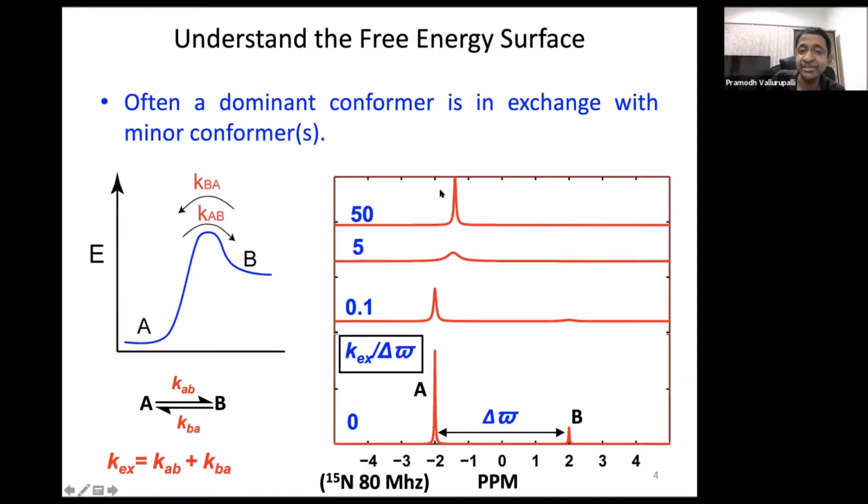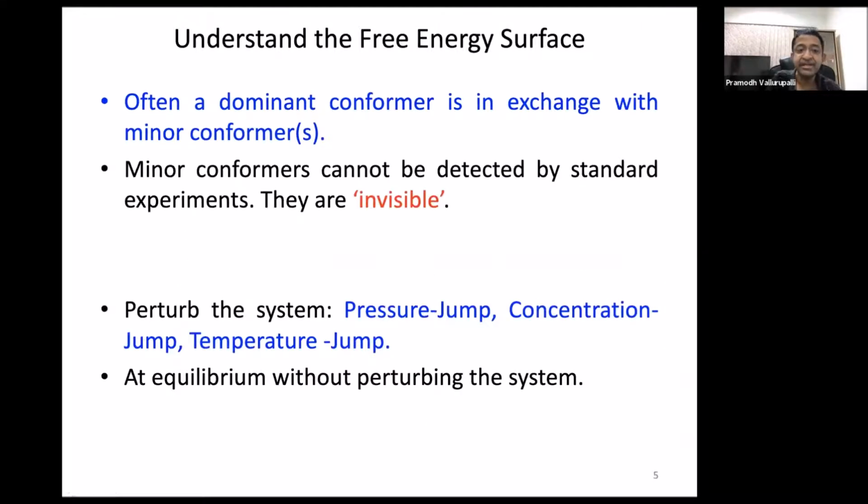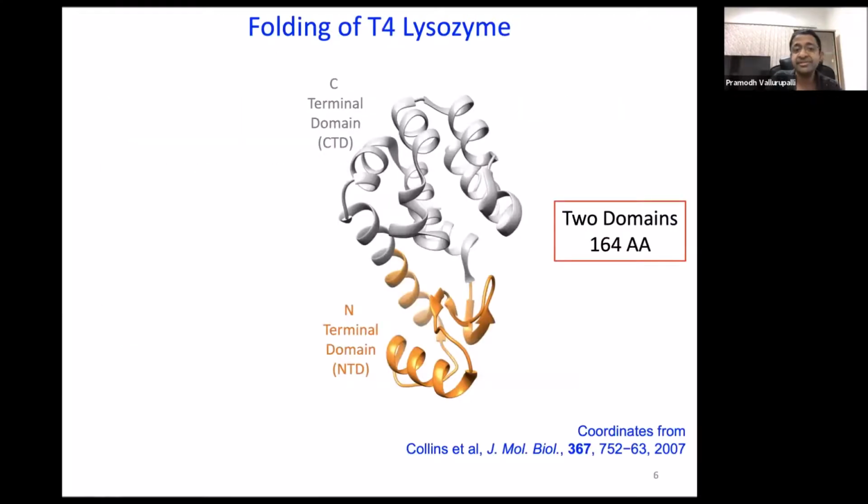And so we have to detect these other minor states by doing something to this visible major state magnetization. There are a couple of ways you can do it. You can use the very nice pressure jump, concentration jump, or temperature jump experiments and see how the system returns to equilibrium. Or we can also try studying it at equilibrium without perturbing the system, which is what I will speak about today. And all these methods are complementary because they will let us study different intermediates, if we are lucky.